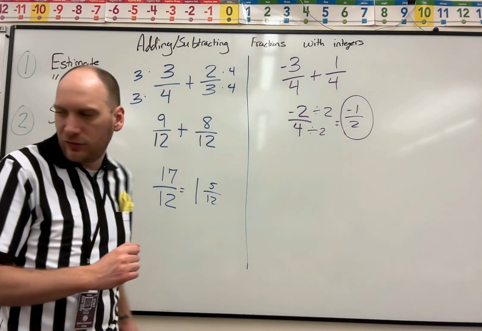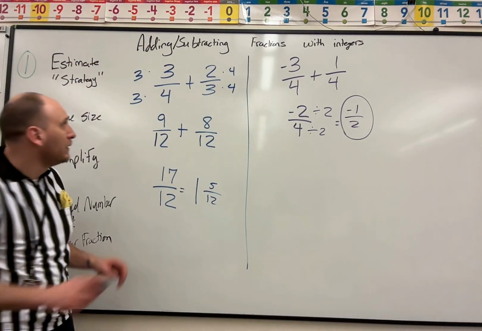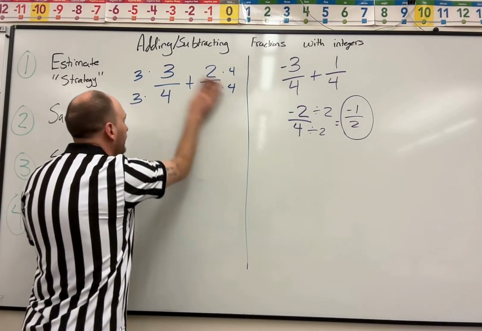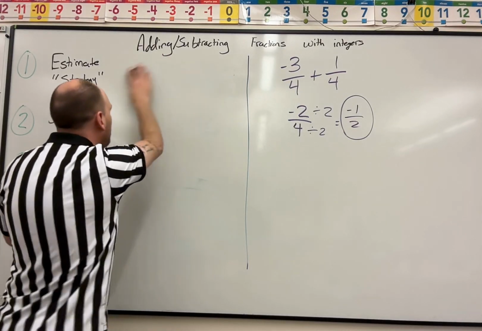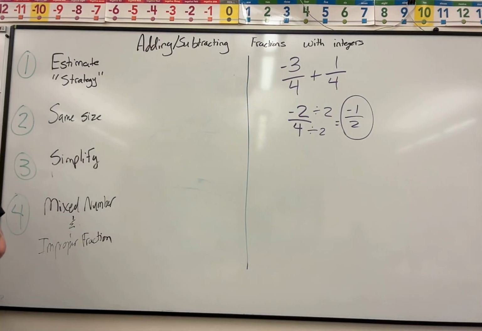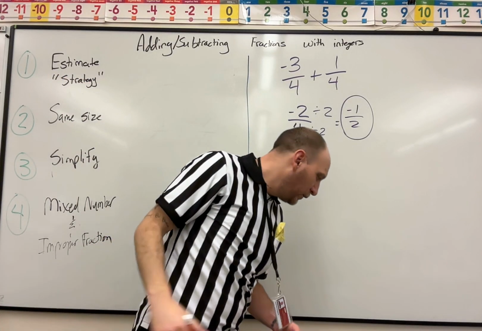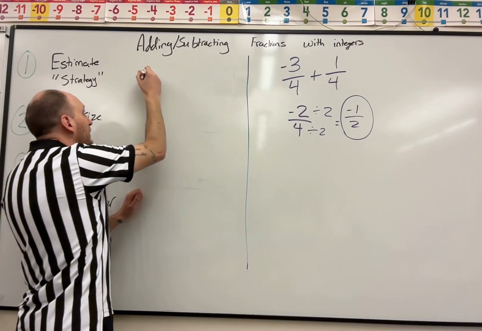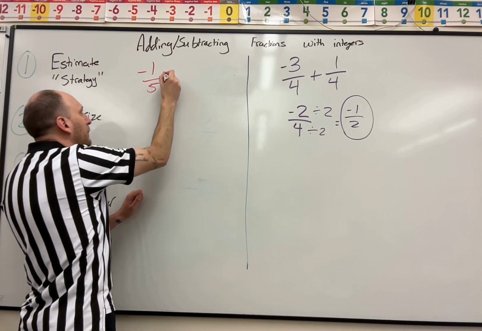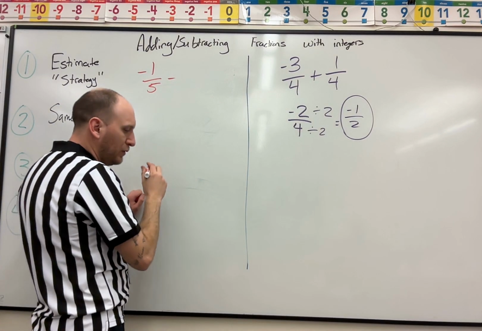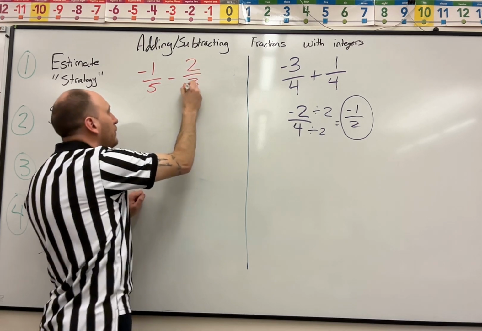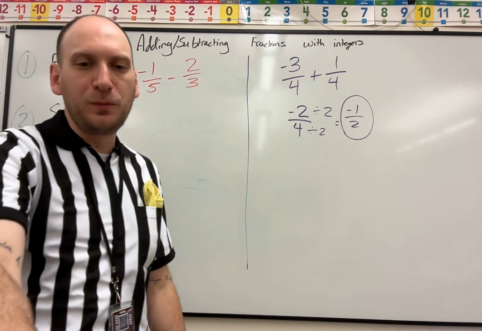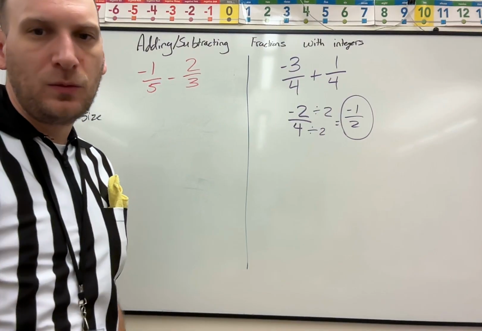So I'm going to erase this first one. And let's do another one in this spot. We're going to switch to red here. And we have -1/5 minus 2/3.